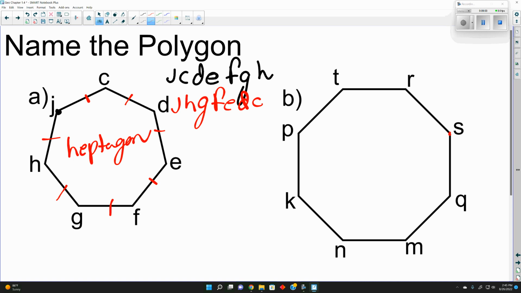So for this next one, if we want to name it based off the vertices, we just need to pick a starting point, so S is our starting point. So we can say S, then what? But if it just says name the polygon, it doesn't really matter. R, T, P, K, N, M, Q. So we just need to pick a vertex to start with and then go around the figure. Now, if we've named it based off the sides, how many sides do we have? 8, so it is an octagon.